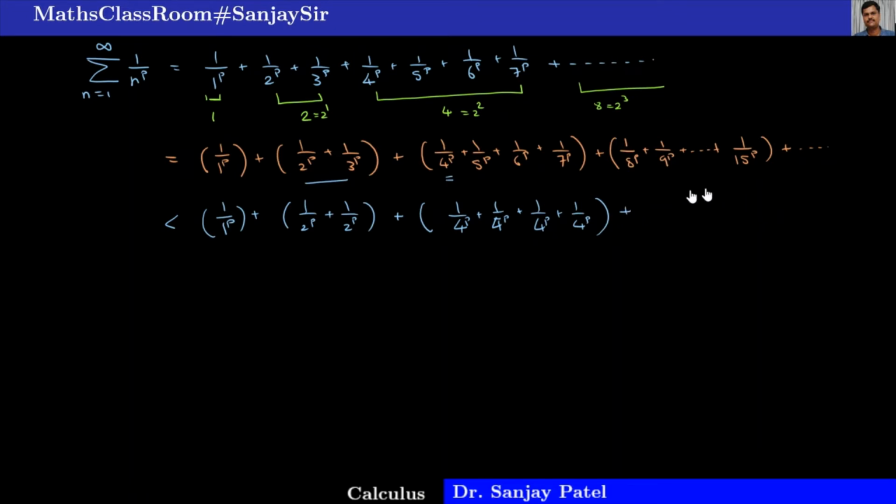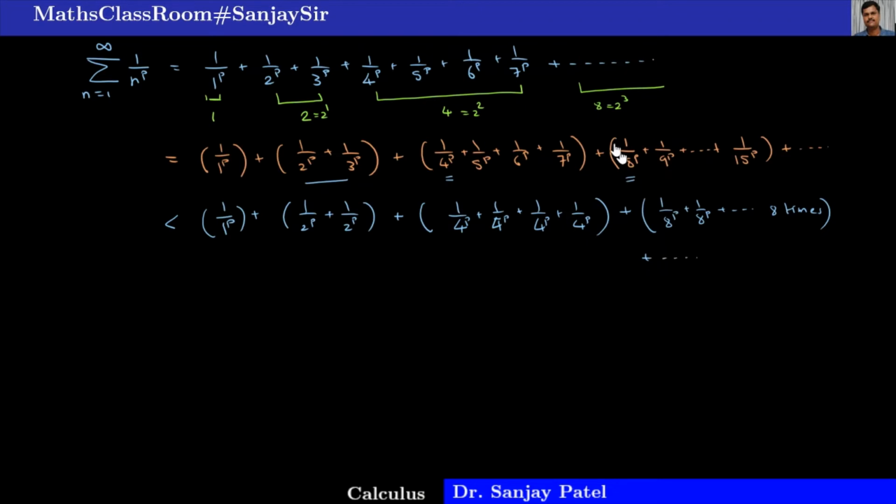Same way in this fourth bracket, I want to replace all the numbers by the largest one, that is 1 upon 8 raised to p is the largest here. So this sum is less than 1 upon 8 raised to p plus 1 upon 8 raised to p, and that is how many times? You know there are 8 terms here, so this is 8 times. So in the next bracket, you will have 1 upon 16 raised to p plus 1 upon 16 raised to p, and that will be 16 times, and so on.